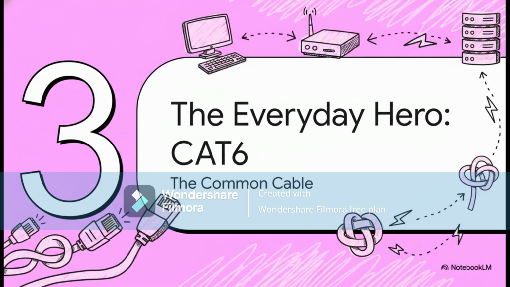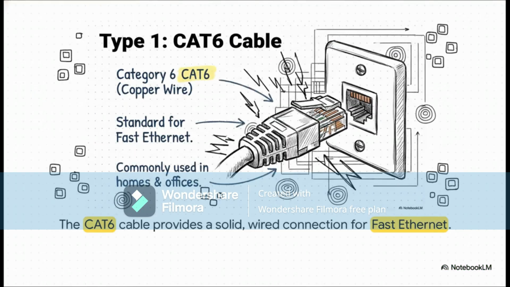All right, let's meet our first type of guided media. I'm going to call this one the everyday hero because I guarantee you've seen it 1,000 times, in your school's computer lab or maybe plugged into the back of your router at home. It is the CAT6 cable. Yep, this is the one. The CAT6, which stands for Category 6 cable, is pretty much the go-to standard for what we call fast Ethernet. That's just the fancy name for the normal wired internet you find in homes and offices.